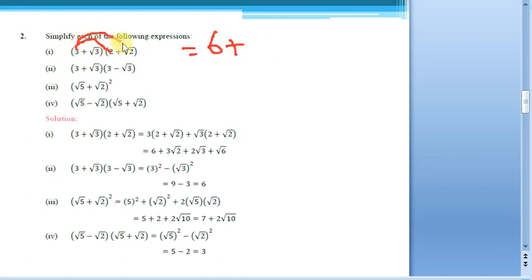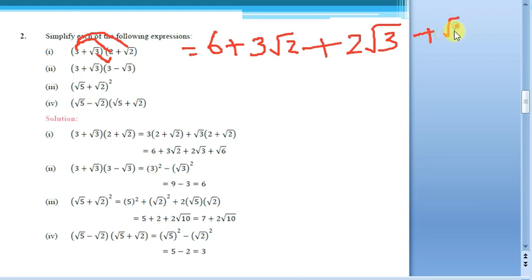Next, 2 into √3 will be 2√3, plus √3 into √2, which will be √6. We have seen in the previous discussion how it will be √6.